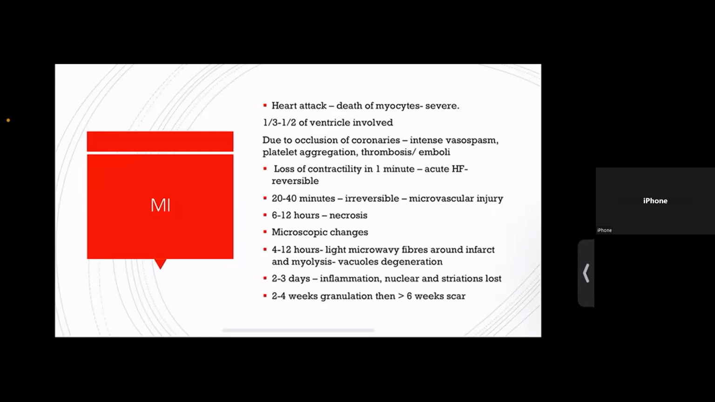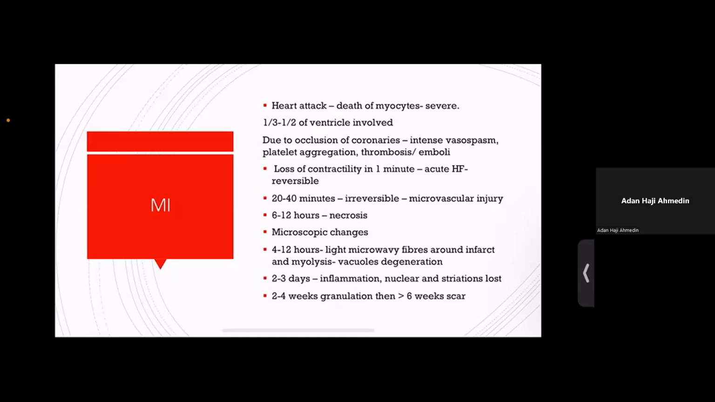And what microscopic changes can we see in necrosis? Remember what we learned in general pathology. What happens in cell death? The process of cell death. What changes happen in the nucleus, in the cytoplasm? Remember all these changes. At 4 to 12 hours, there are light wavy fibers around the infarct. Remember, if there is an infarct, an inflammatory change is going to happen. So light wavy fibers are going to be seen, and myolysis, and vacuolar degeneration. Okay, so the vacuoles degenerate, and then at 2 to 3 days, there is inflammation, and the nuclei and striations are lost.